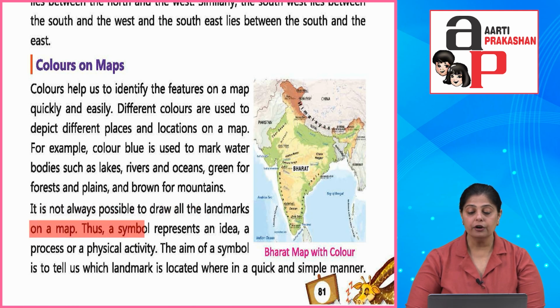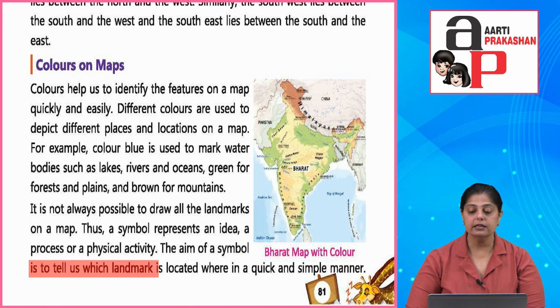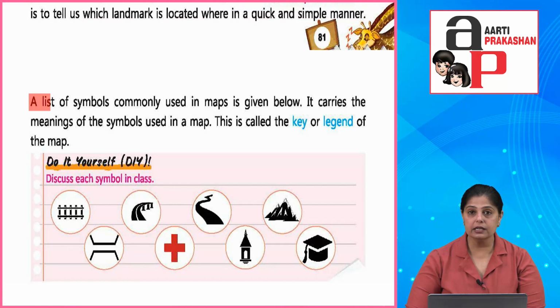Thus, a symbol represents an idea, a process, or a physical activity. The aim of a symbol is to tell us which landmark is located where in a quick and simple manner. A list of symbols commonly used in maps is given below. It carries the meanings of the symbols used in a map. This is called the key or legend of the map.